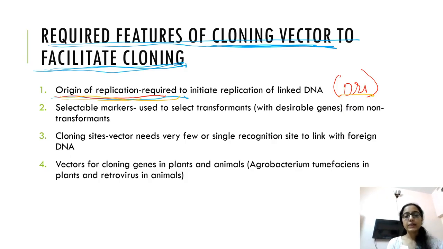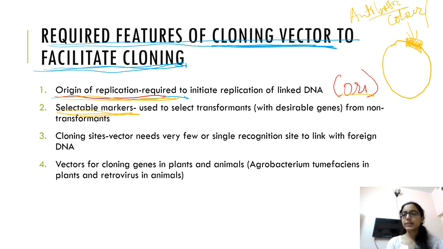ORI site or origin of replication must be there. Second, it should have selectable markers. Selectable markers means in a plasmid there should be some markers, like gene sequences, nucleotide sequences which are responsible for some color or for some antibiotic resistance, so that we can identify after production whether we have produced the correct genes or not. By this testing, by antibiotic resistance or by coloring identification, we can identify that this is that particular gene of interest. That is why it should have selectable markers. This is the second characteristic.